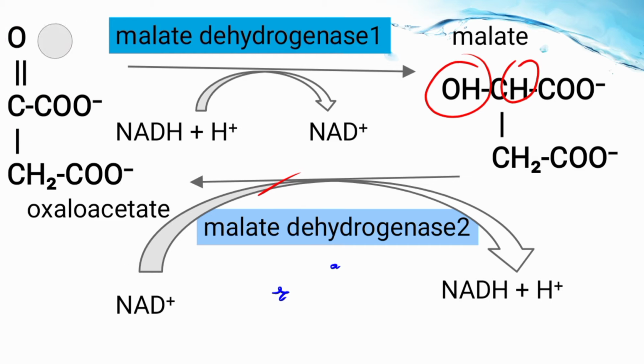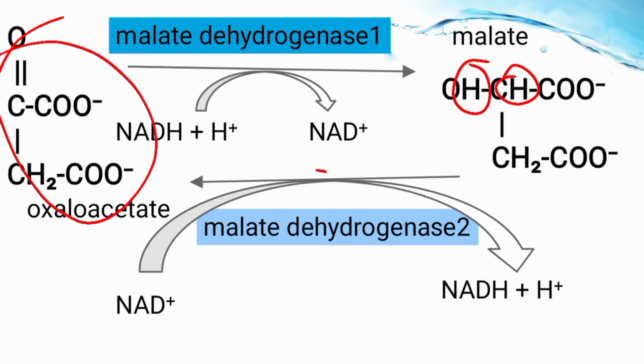While malate dehydrogenase 2 reverses this reaction, what does it do? It removes this hydrogen and this hydrogen, bringing it back to this oxaloacetate. So we move to the next step. We have to be fast.